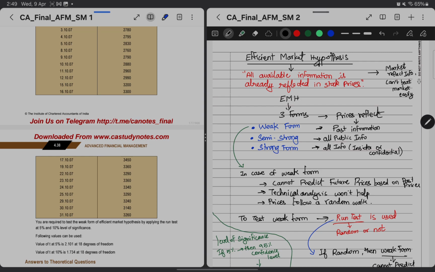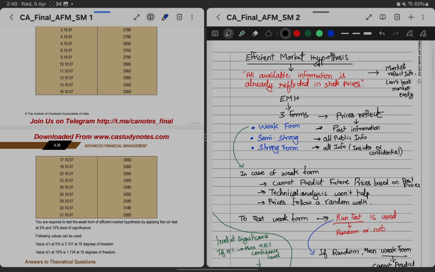Efficient market hypothesis is nothing but all available information is already reflected in the stock prices. So the efficient market hypothesis says whatever price fluctuations happening in the market, it is based on some or the other information, and which the market will itself reflect.